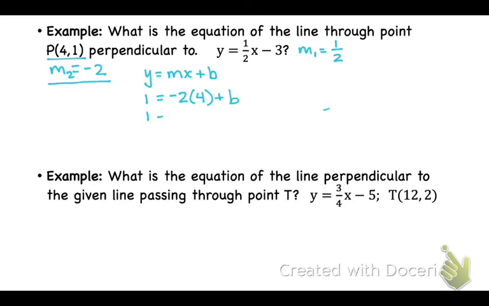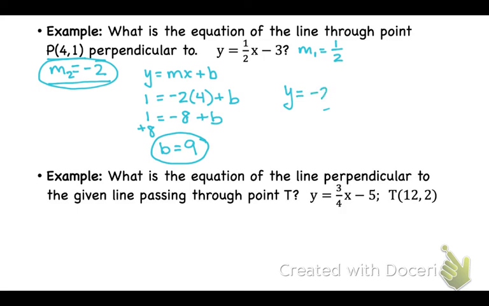So 1 equals negative 8 plus b. Negative 7? How about positive 9? Why did I just do that? Oh, I forgot about the negative on the 2. So I have my b and I have my slope. So my equation is y equals negative 2x plus 9.